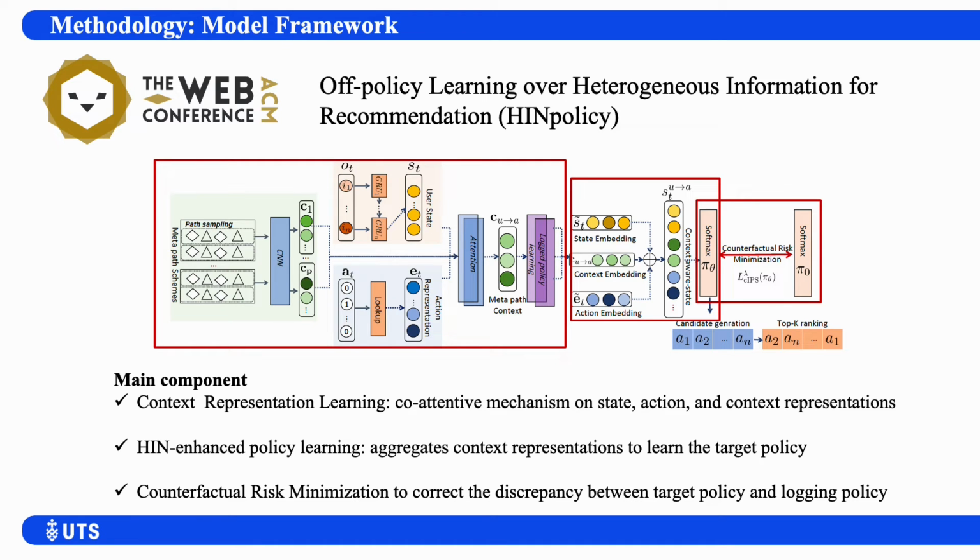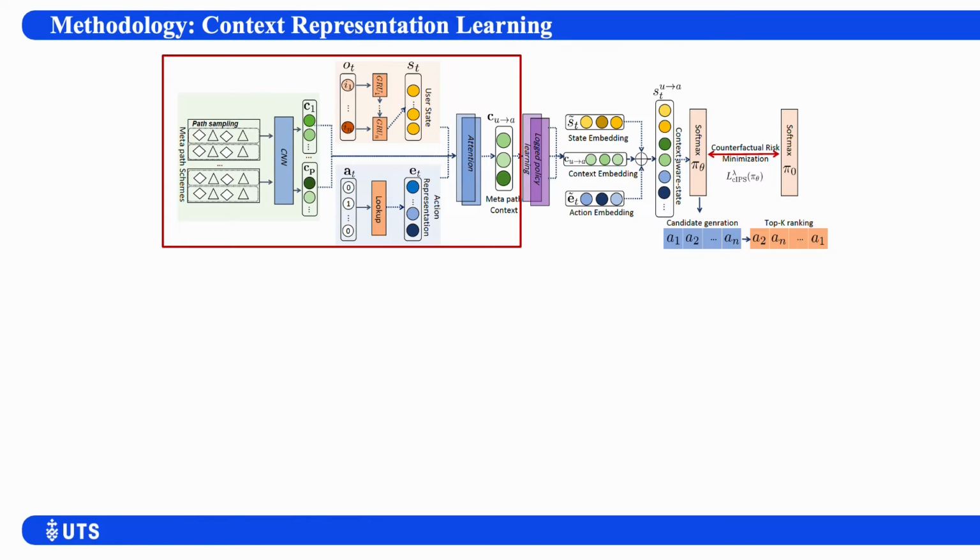In this work, we proposed an off-policy learning framework over heterogeneous information for recommendation, and we call it the HIM policy. And our framework contains three main components. In the first component, we perform the context representation learning by a co-attentive mechanism on the state, action, and context representations. And in the second component, we perform the HIM-enhanced policy learning by aggregating the context representations to learn the target policy. And in the final component, a counterfactual risk minimization is equipped to correct the discrepancy between the target policy and the logging policy to perform the unbiased policy optimization. Next, we will introduce each component in detail.